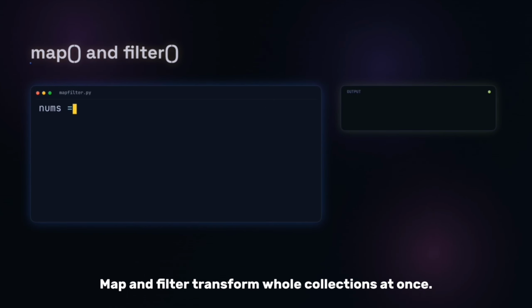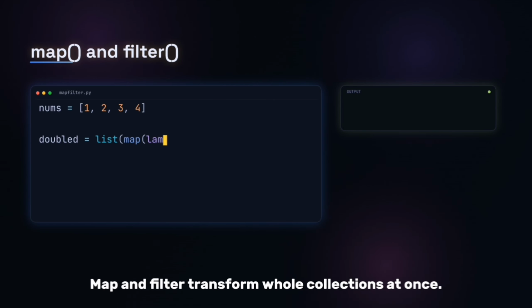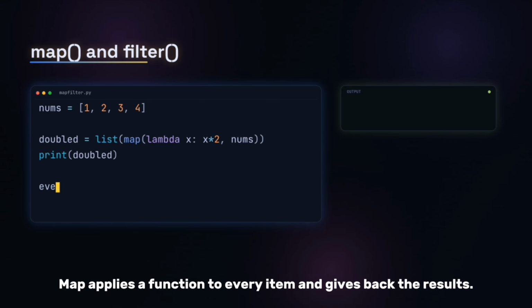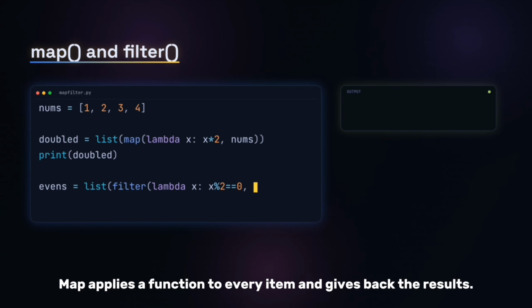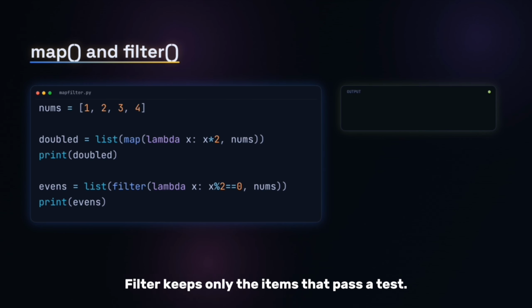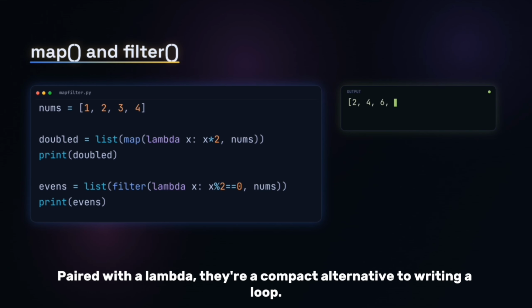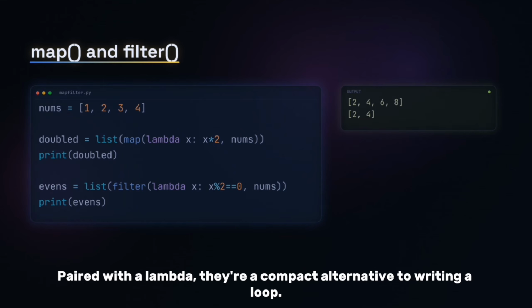Map and filter transform whole collections at once. Map applies a function to every item and gives back the results. Filter keeps only the items that pass a test. Paired with a lambda, they're a compact alternative to writing a loop.